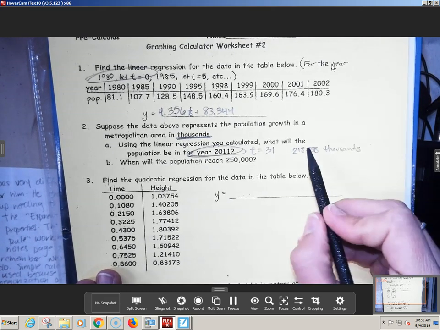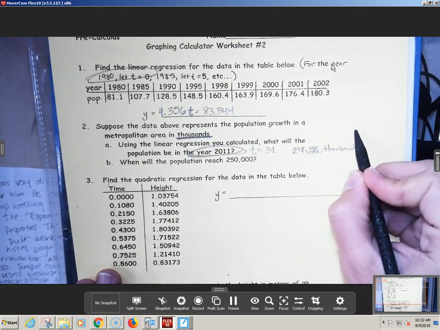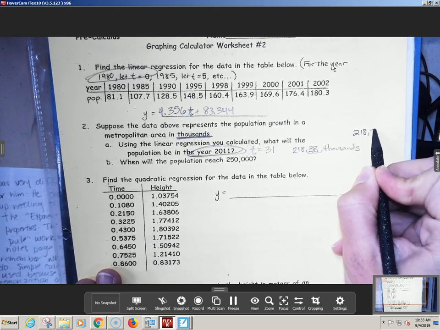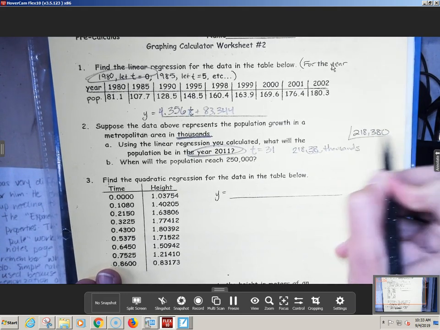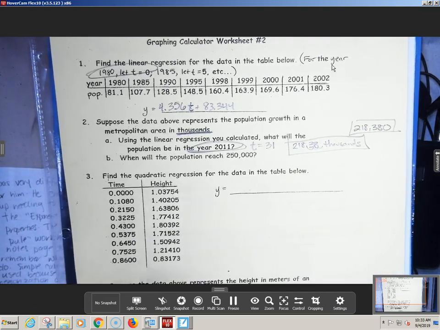Or you could actually just move the decimal place 1, 2, 3. And then you could have the actual population, which would be 218,380. Either one. That one's okay. Or the thousands with the decimal place. Now wait a minute. How about letter B when it says, when will the population reach 250,000?